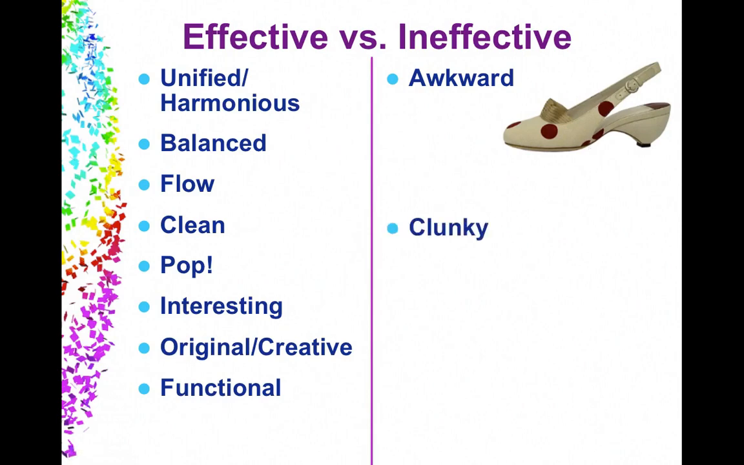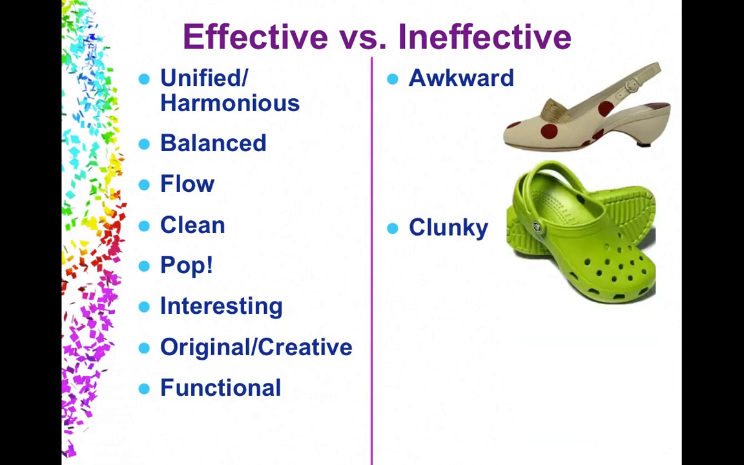Next is clunky, and this really refers to the form, especially of a shoe, but composition can be clunky as well. Crocs are famous for being clunky. They're big, they're boat-like shoes, they make your feet look huge. Now, yes, they're comfortable, so maybe you'd argue that they're functional, but there's something just clunky about their design.